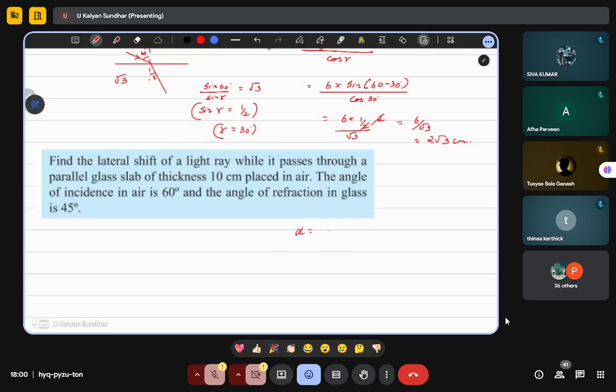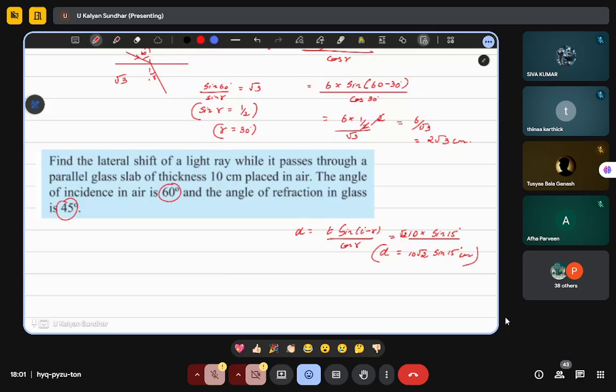D is equal to thickness into sin I minus R divided by cos R. So it is 10 into sin of I minus R. So 60 minus 45 is sin 15 degree divided by cos R, which is cos 45, so √2. So 10√2 sin 15 degree centimeter is your answer. Right? Here they haven't converted this 15 degree. So this is how you will solve it for the lateral displacement when it is placed for a rectangular slab of parallel faces.